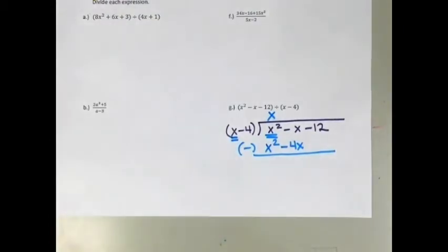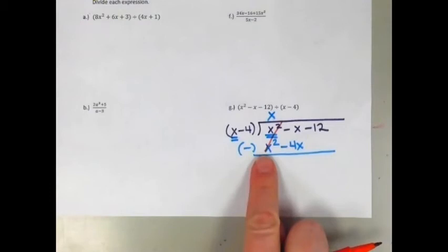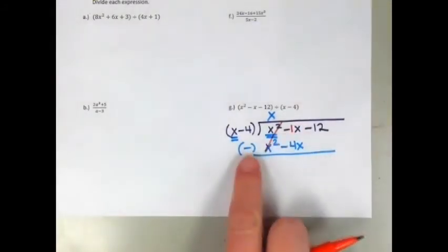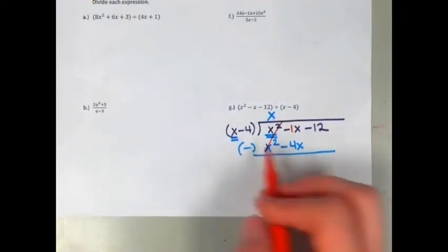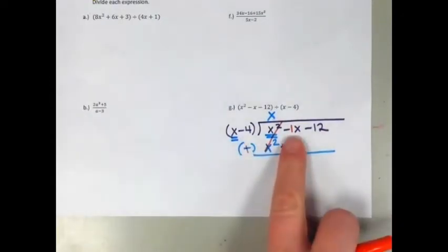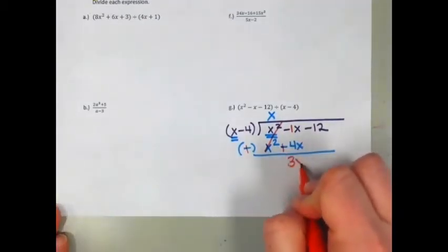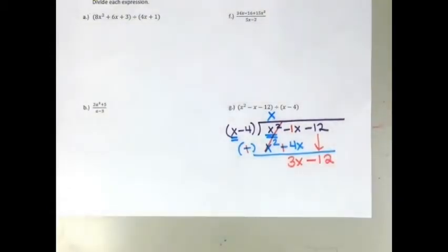What's x squared minus x squared? 0. This should always be 0. If it isn't, you did something wrong, right? Okay. What's a negative 1x minus a negative 4x? So think, a negative and a negative make a positive. So what's negative 1x plus 4x? 3x. And then we're going to bring down the minus 12. Okay.